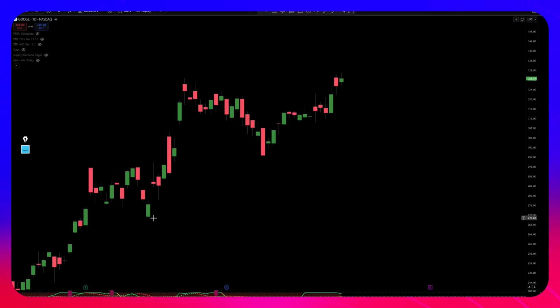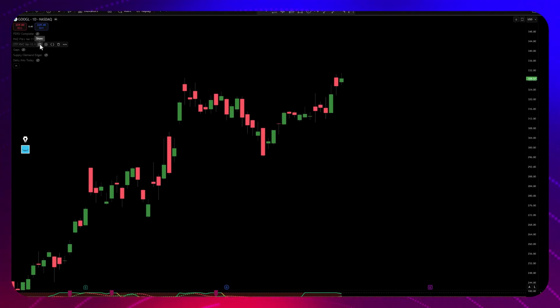This is a script for TradingView for high volume candles. The purpose of the script is to determine where there's institutional buying and selling in stocks. It's best to work on a daily chart. Let me show you how I use it. First, let's turn on the indicator.